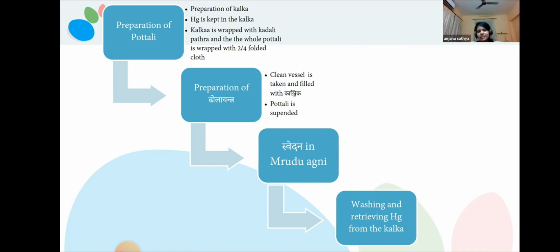And the second level is the preparation of the Dhola Yandra, the pottery sthapana in the Dhola Yandra. So a clean vessel is taken and filled with kanjika, and the pottery has to be suspended from the neck of the yandra. The next phase is the heating phase. That is Svedana with Mridu Agni. The Svedana with Mridu Agni is continued for 3 days.